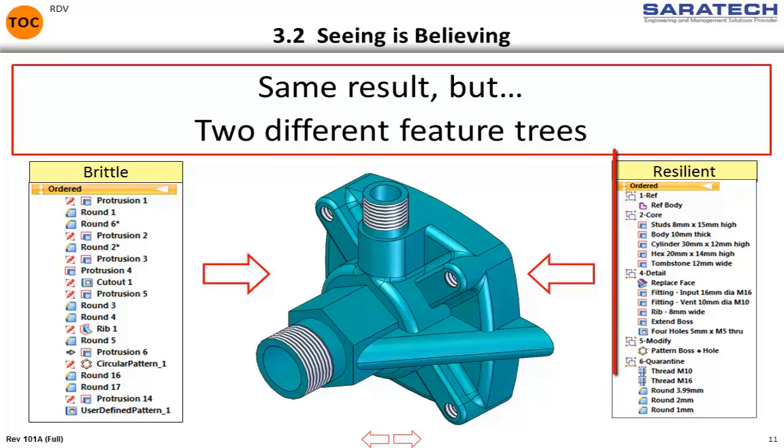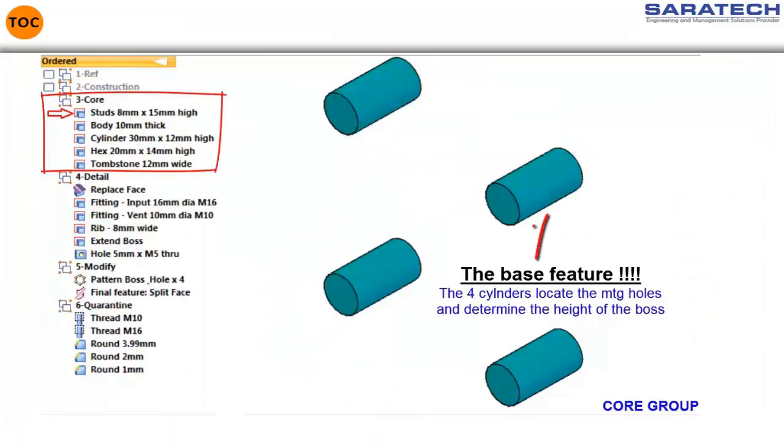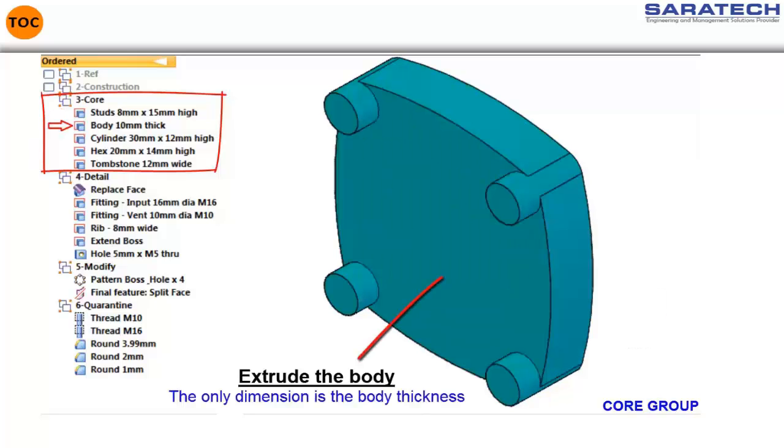Now let's look at the same model, created using the resilient modeling strategy. Even without knowing the exact specifications for this model, it is probably safe to assume that where it interacts with mating elements is pretty important. By creating the attachment hole locations in this way, we define the mating features and the height of the stabilizing arms at the same time. The body just ties the mounting holes together.